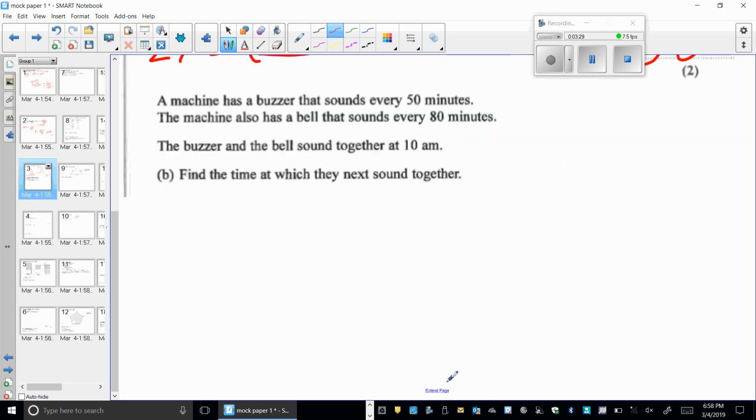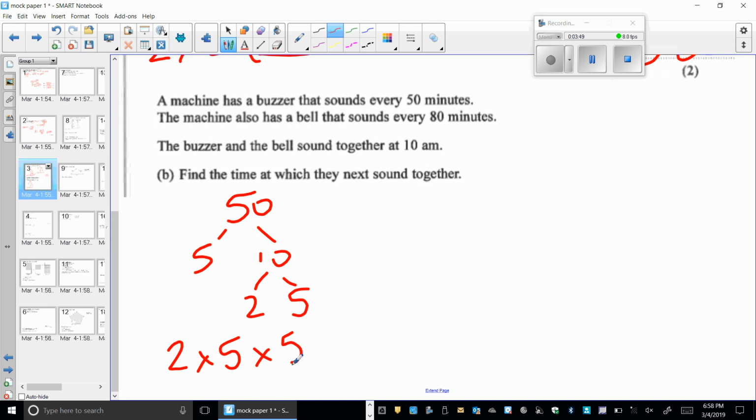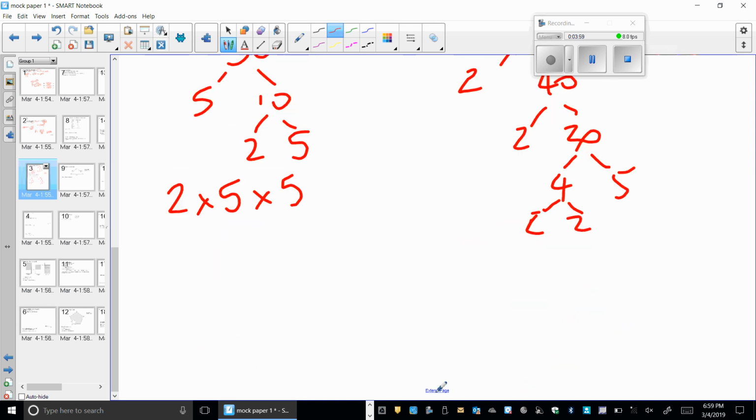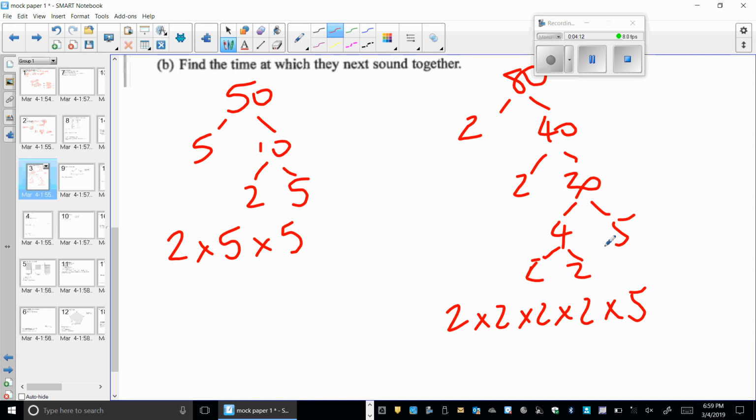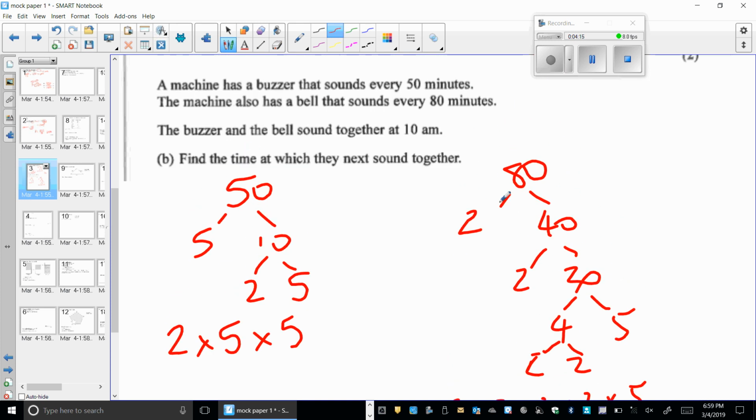Right. Not everyone recognizes these, but when we're doing stuff like this, we're actually finding the lowest common multiple. So we're saying, when does the 50-minute and the 80-minute coincide? So if we do a similar thing, find our factor tree, 80. So right, so there are products of prime factors, that's what I was trying to say.